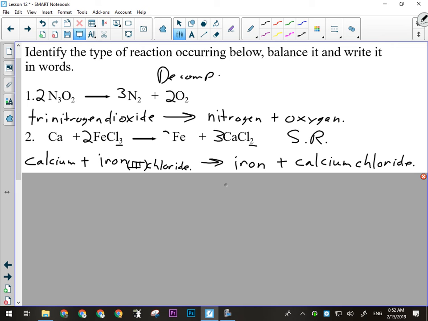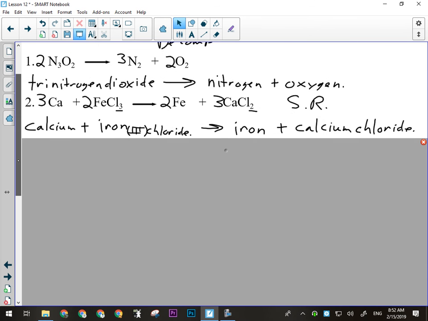But when I do that, that 2 also applies to iron. So I need to go over here and make sure there are 2 irons. When I put the 3 here, it applied to the calcium. So I got to go back over here and make sure it applies to the calcium. Okay, everyone all right with that one? All right. Then I got 3 more like that I want you to try.